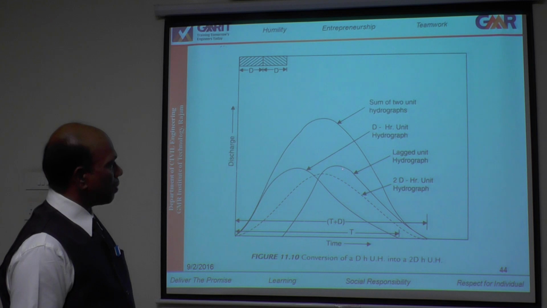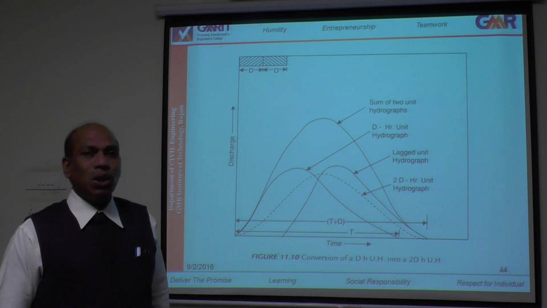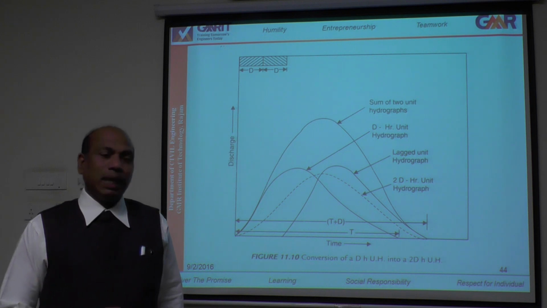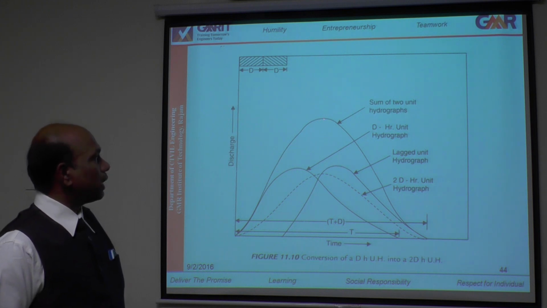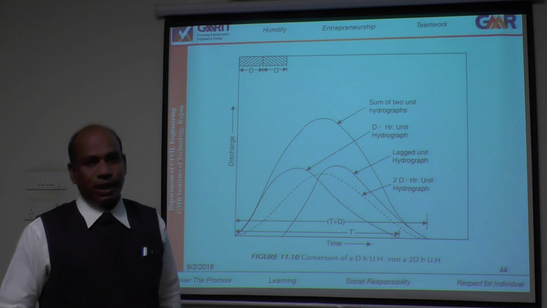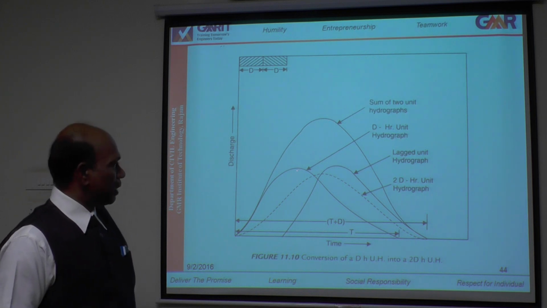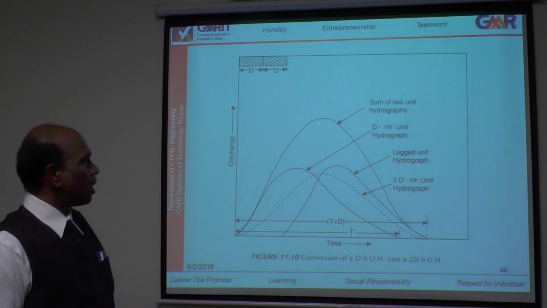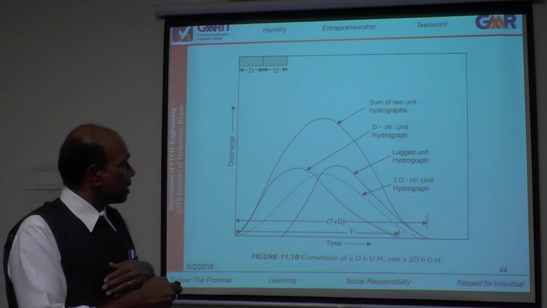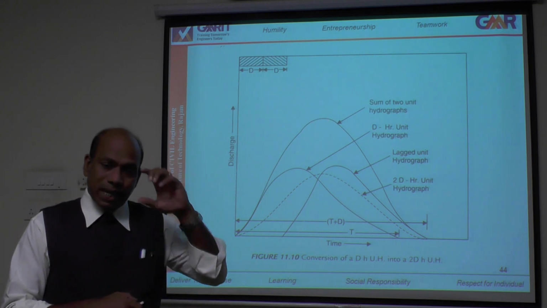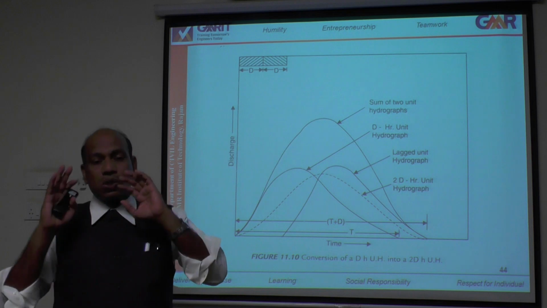The sum of these 2 unit hydrographs, this combination of 2 unit hydrographs, is not the 2D hours unit hydrograph. This is 1 centimeter runoff depth, and this is 1 centimeter runoff depth. The sum represents 2 centimeter runoff depth direct runoff ordinates. That is not the 1 centimeter unit hydrograph, because a unit hydrograph represents only 1 centimeter depth. Here, this is 2 centimeter depth direct runoff ordinates, and we want to construct the 2D hours unit hydrograph.